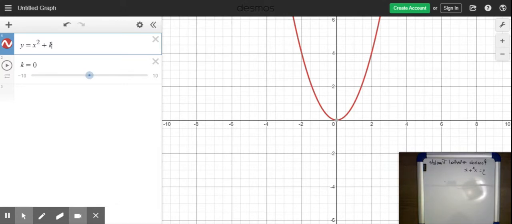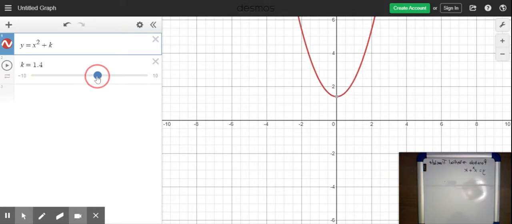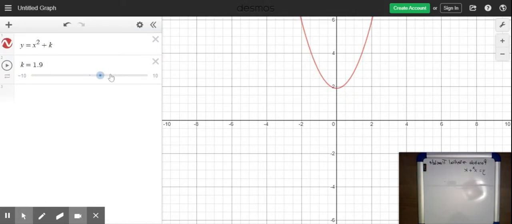If k is 0, we haven't changed anything. If k is 0, this is exactly the same as y equals x squared plus 0, no change. But as I increase the value of k, my parabola moves upward. So if I set k equal to 2, the vertex, or the bottom of the parabola, is now at 2, or 2.5, or 3, or whatever number I choose, it'll just move up.